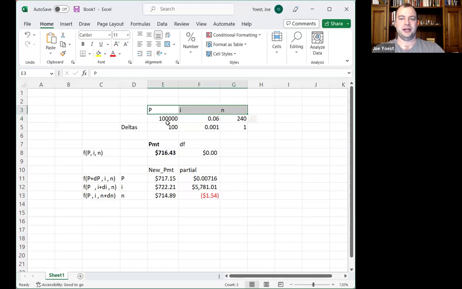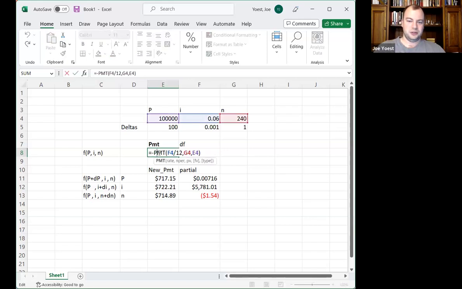So here's P, I, and N. Our initial principal was 100,000, interest rate of 6%, N of 240 months. And then I'm interested in estimating the partial derivative for each of these P, I, and N. So I know that f of P, I, N is 716.43. Where did that come from? Well, the number that I gave was actually the right number. I pulled this out of a book, but I checked all the numbers first.